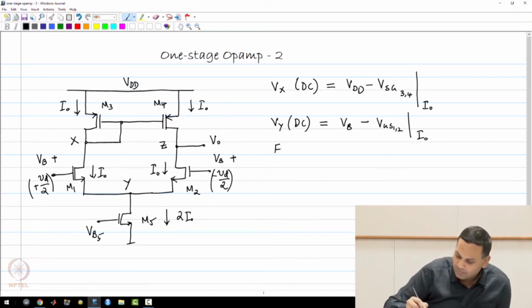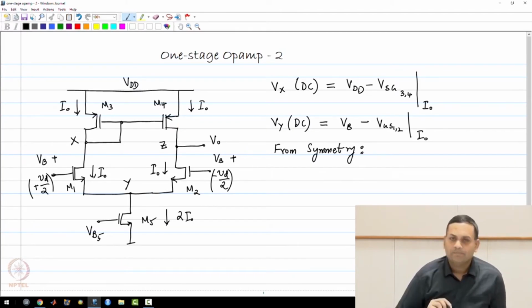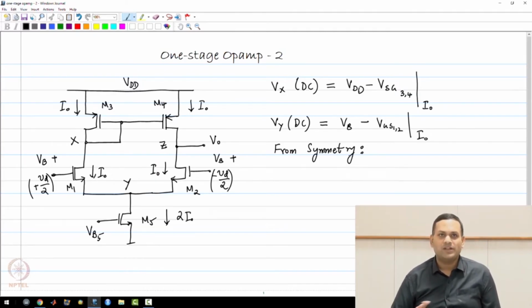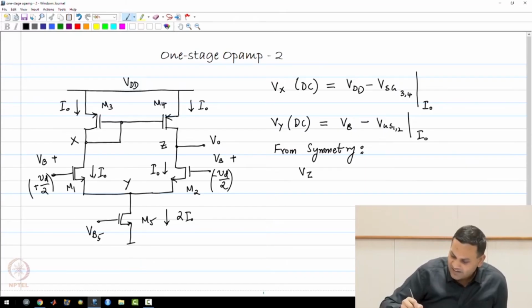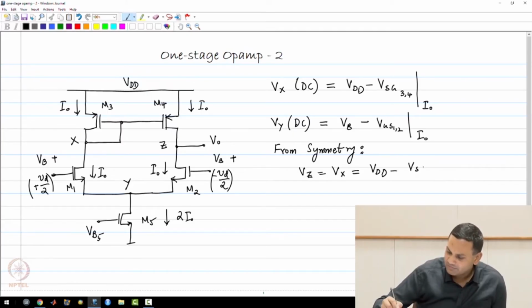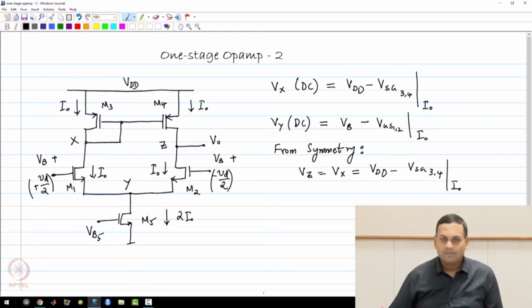And purely from symmetry, if everything is matched between the 2 halves of the circuit, we can say that Vz will be equal to Vx, which will be equal to VDD minus VSG34 at a current I0. This is purely from symmetry. In reality, the DC voltage at node Z will be set by DC negative feedback around the op amp. We have now set the DC operating points of all transistors.